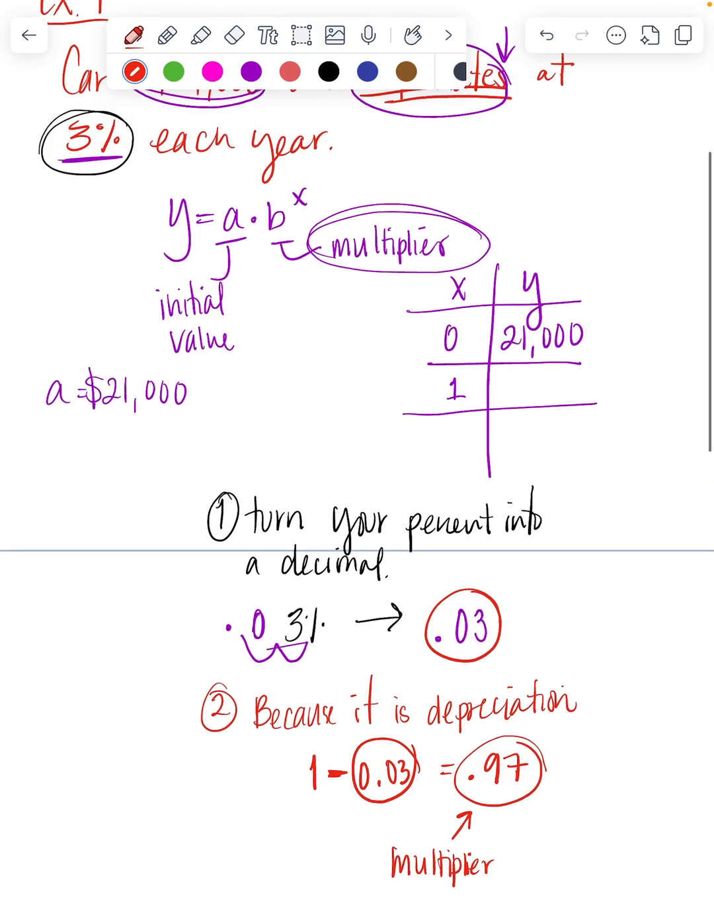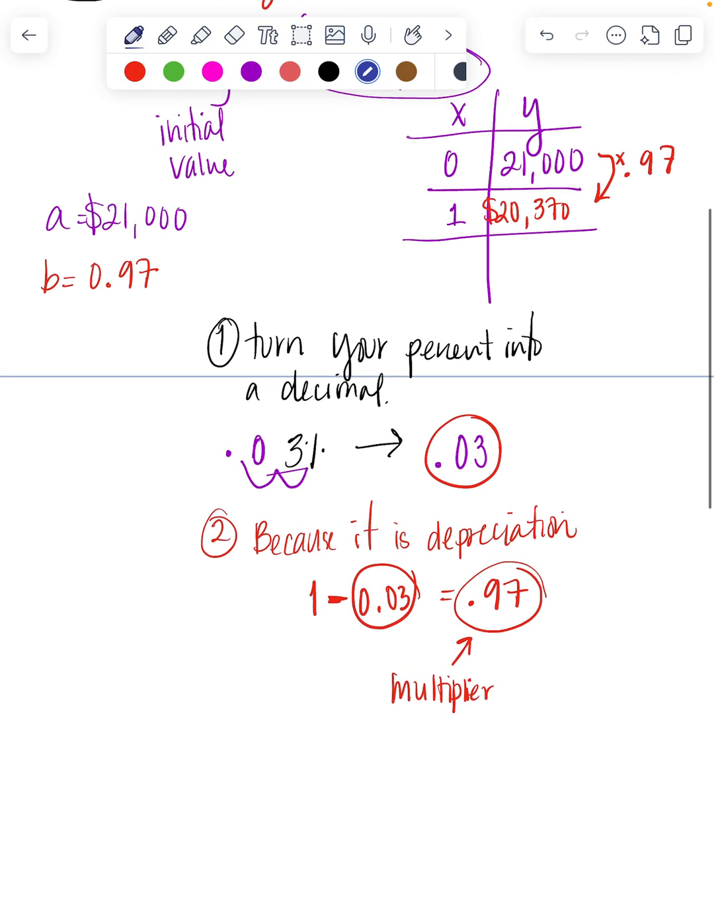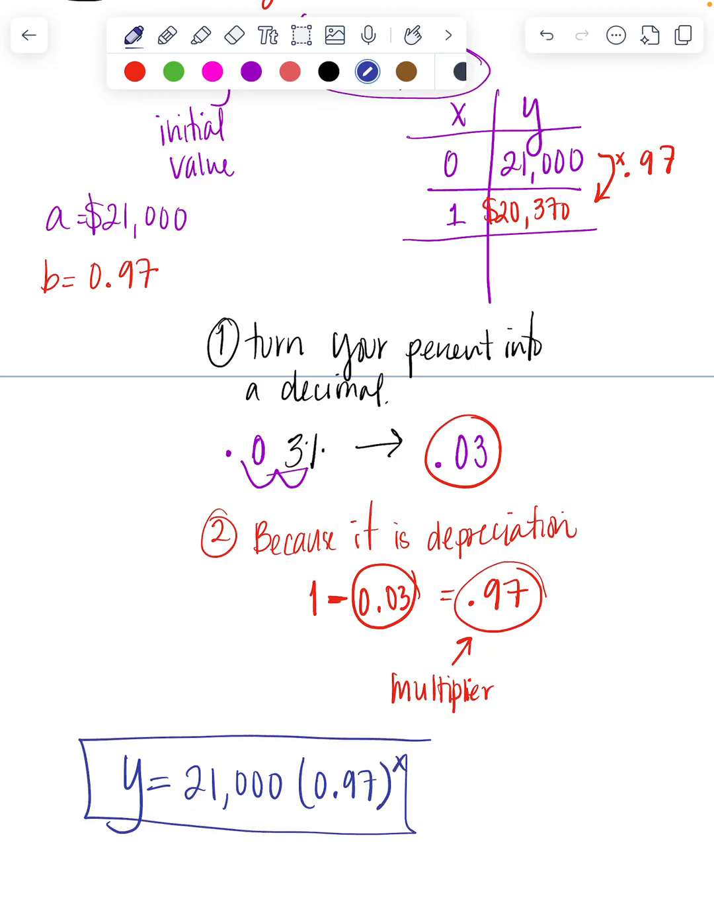If I go back to my table, I would be multiplying by 0.97 each time in order to find the next number. If I do that, the next number will be $20,370. And I can keep going. So now I know that b is 0.97, and therefore I can write my equation as y equals $21,000 times 0.97 to the power of x. Okay.